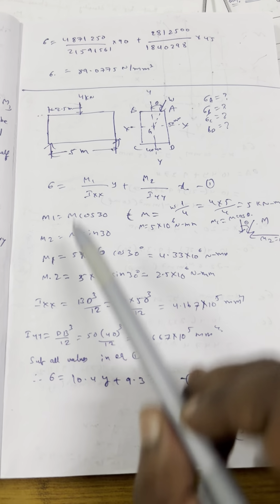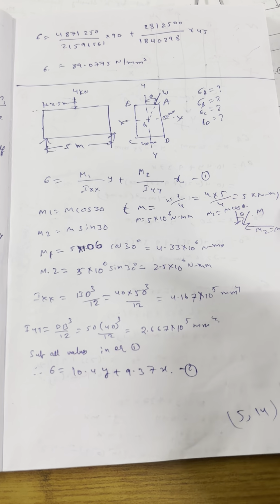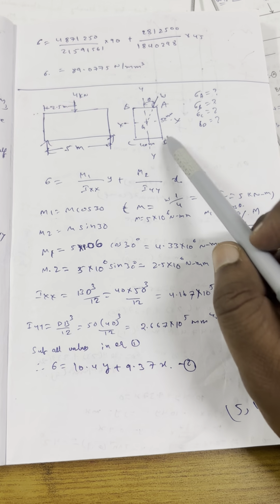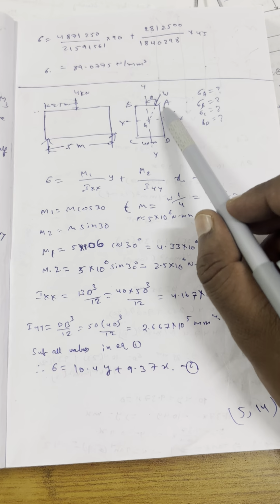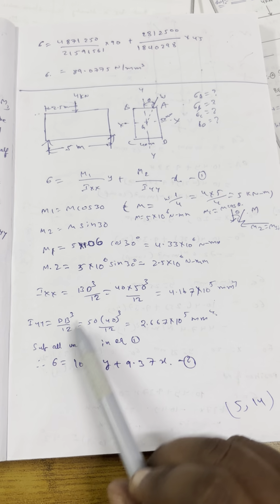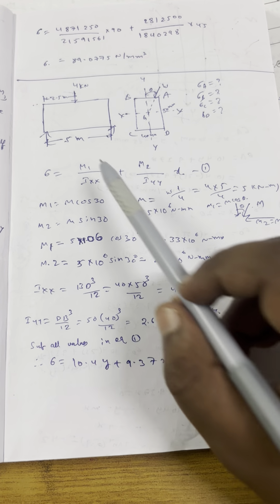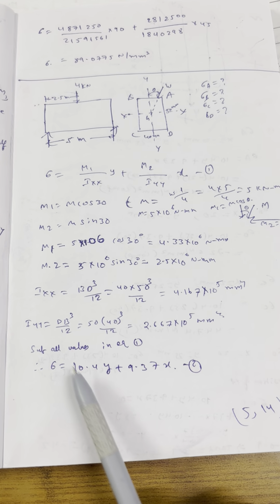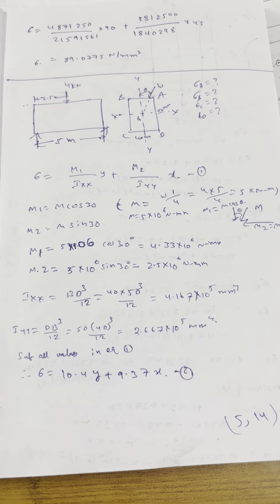Next, how to calculate Ixx? For a rectangular section, the moment of inertia is BD cube by 12. B is 40, D is 50, so Ixx is 40 into 50 cube by 12. What is Iyy? DB cube by 12, so reversed, 50 into 40 cube by 12. Now if we substitute everything here, we get the equation sigma equal to 10.4 y plus 9.37 x. Let this be equation number 2.